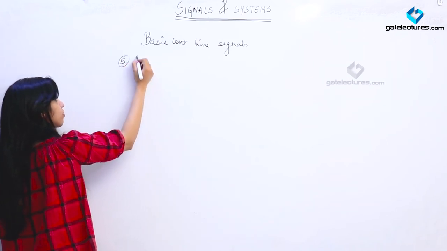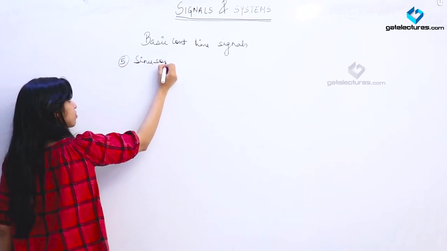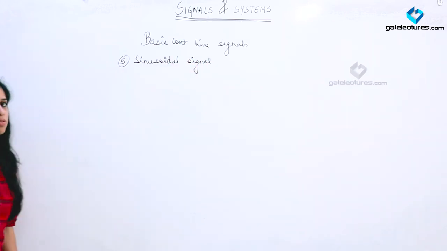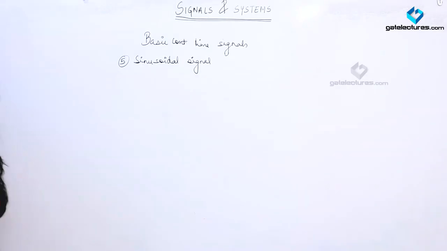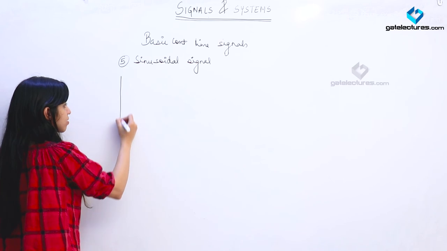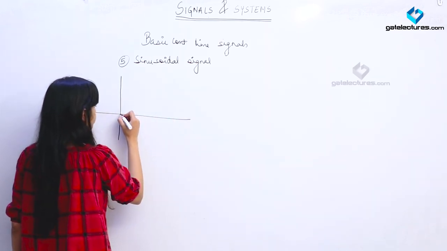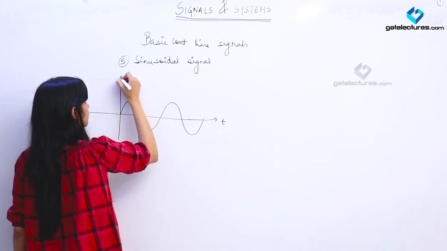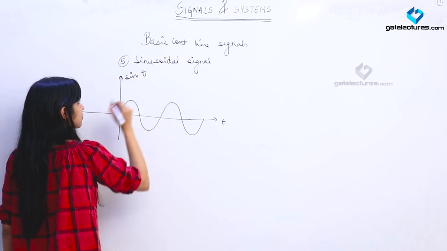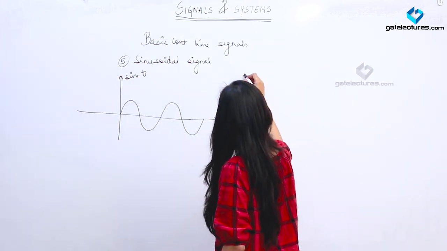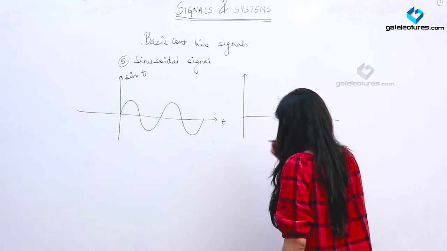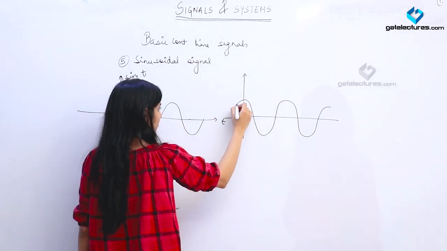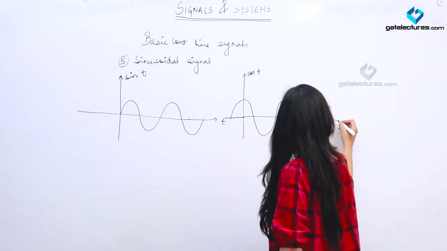Most of you would be aware of this signal though, but we're just going to look at it right now. So the most commonly used sinusoidal signals that we encounter are going to be sine and cos. So this is how a sine signal is going to look like. And this is how a cos signal is going to look like.